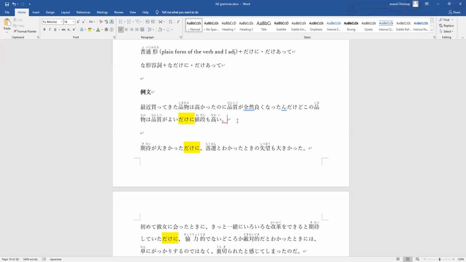You are saying it in reverse order basically. In the product I bought recently, it was very expensive, but the quality was not good at all. But this product, because the quality is good, it is expensive. This is the way to say it. The only reason that it is expensive is that the quality is good. This would be the translation.